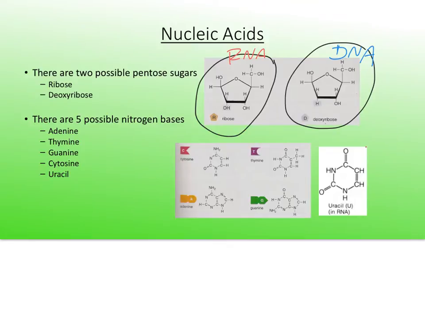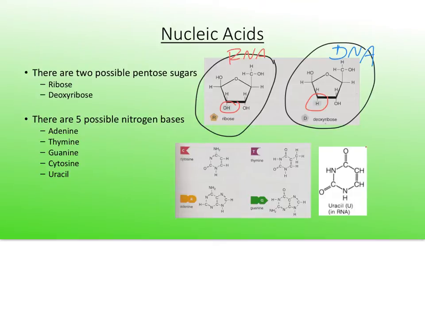Now notice the difference. The only difference is right here. There is 1 less oxygen in deoxyribose. Get it? Now the name makes sense, right? Deoxy, to take away oxygen. So deoxyribose has 1 less oxygen, and that's the only difference between these 2 sugars, ribose and deoxyribose.